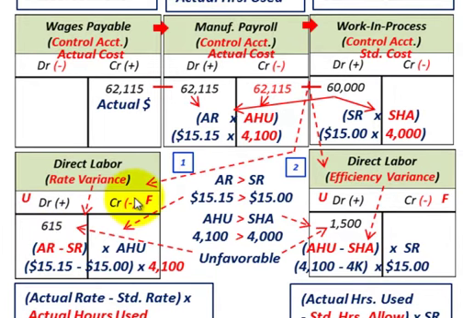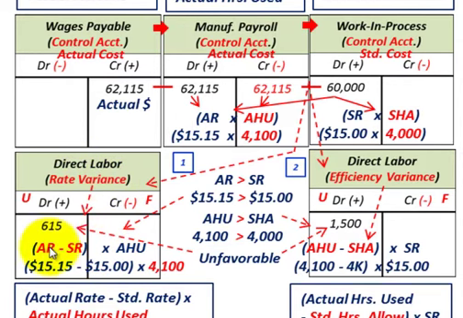Now, if the opposite was true, where our actual labor rate was less than $15, we would have a difference where our direct labor rate variance would be favorable. We would have credited or reduced our direct labor rate by the difference, because the actual rate would be less than our standard rate that we had established. Okay, so that's our direct labor rate variance.